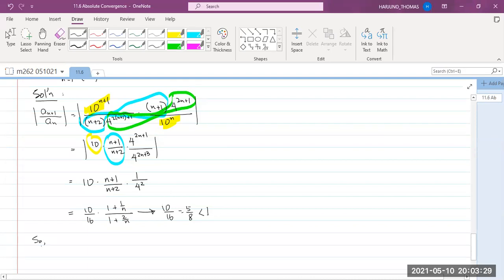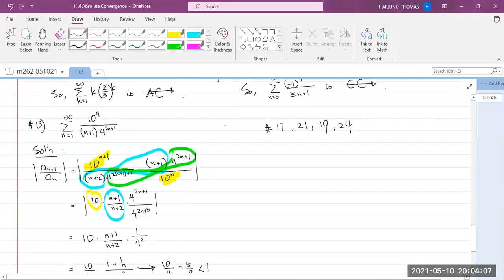So the series from 1 to infinity of 10 to the n over n plus 1, 4 to the 2n plus 1 is absolutely convergent. That's for number 13.